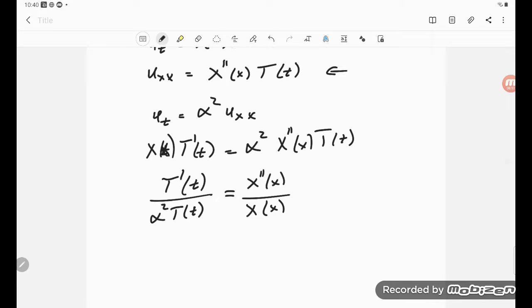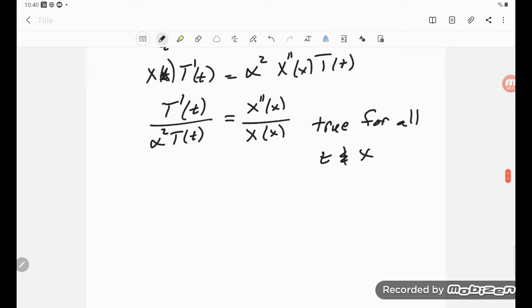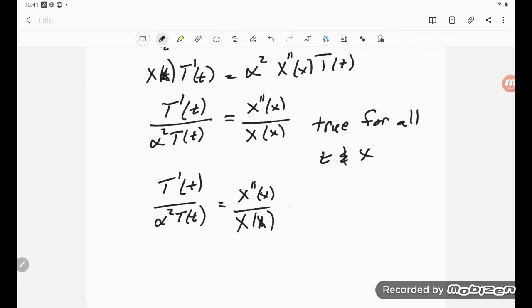Okay, so we get that separation. But now this has to be true for all t and x. But if that's true for all t and x, those must be constants. And so what we have is that T prime of t over alpha squared T of t would be equal to X double prime of x over X of x. But then that's got to be some constant. We'll call it k.